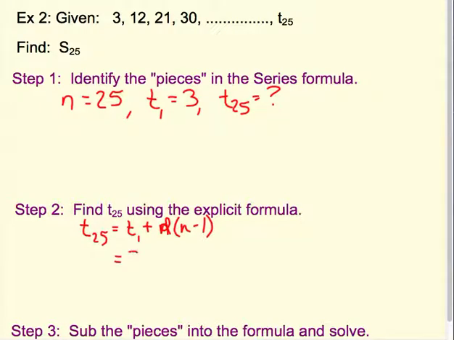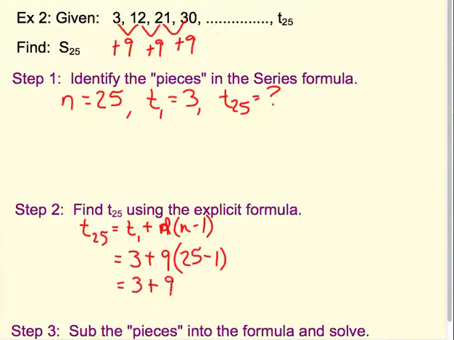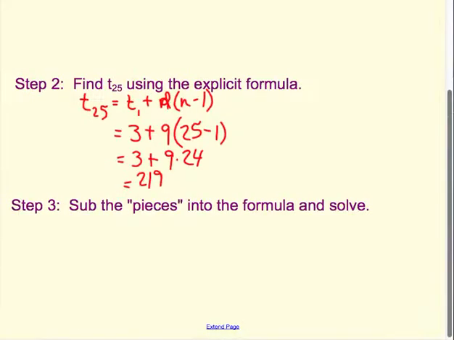So our first term is 3. Our common difference, what are we doing from 3 to 12? Adding 9. And that pattern continues. So 9 is our common difference, or d. And then n is 25 because we're looking for the 25th term. So 3 plus 9 times 24 gives us 219. All right, so now we have all the pieces, so we can use our formula.